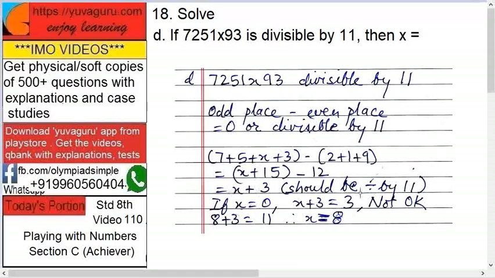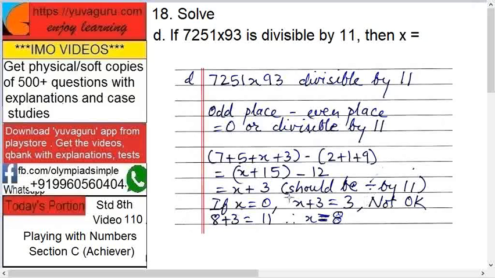Now this x plus 3 should be divisible by 11, right? Because it's given that this number is divisible by 11. Therefore x plus 3 should be divisible by 11. Now what can x be then? Now let's see. If x equals 0, then what? x plus 3 will be 3.